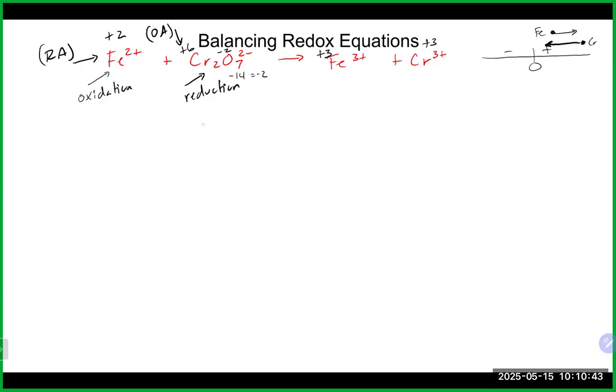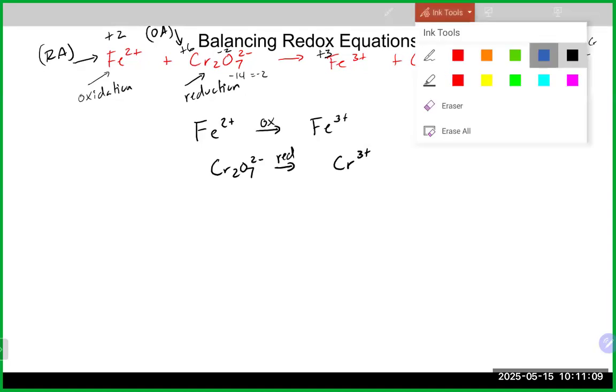First thing we're going to do is split it into its 2 half reactions. So clearly the iron should go together and the chromium should go together. And again, as we identified, that's my oxidation half reaction, and that is my reduction half reaction. All right, we are now ready to start our balancing.